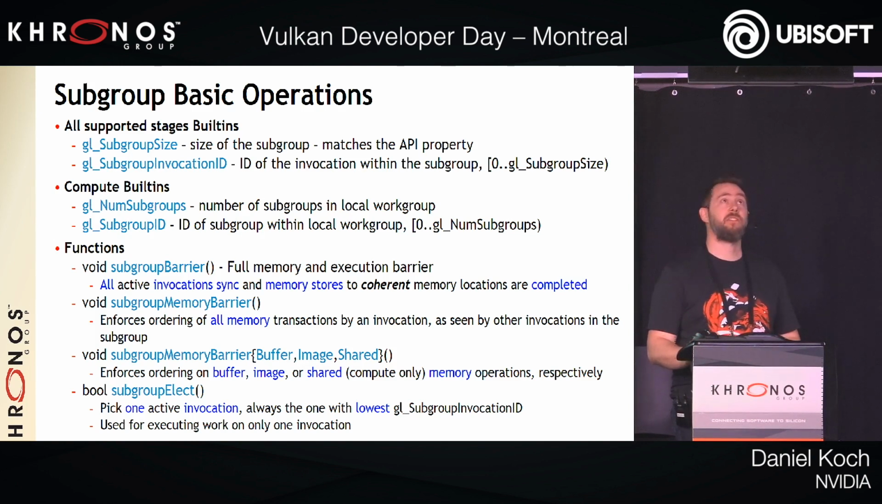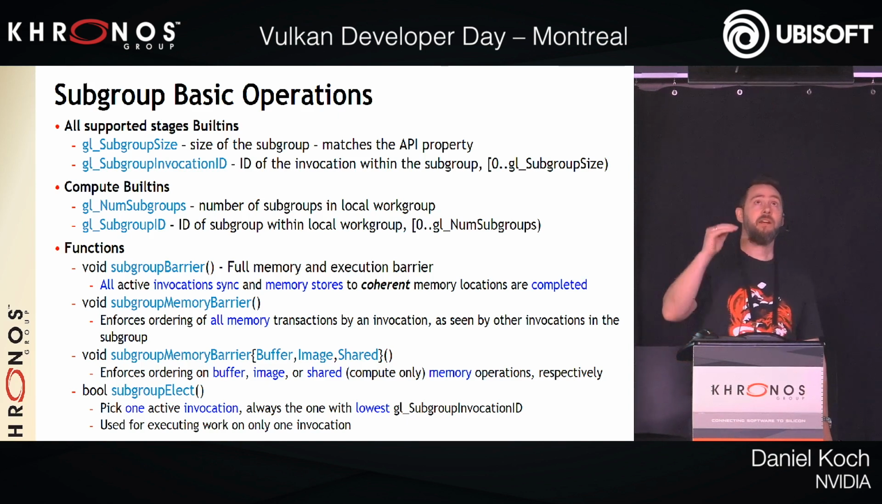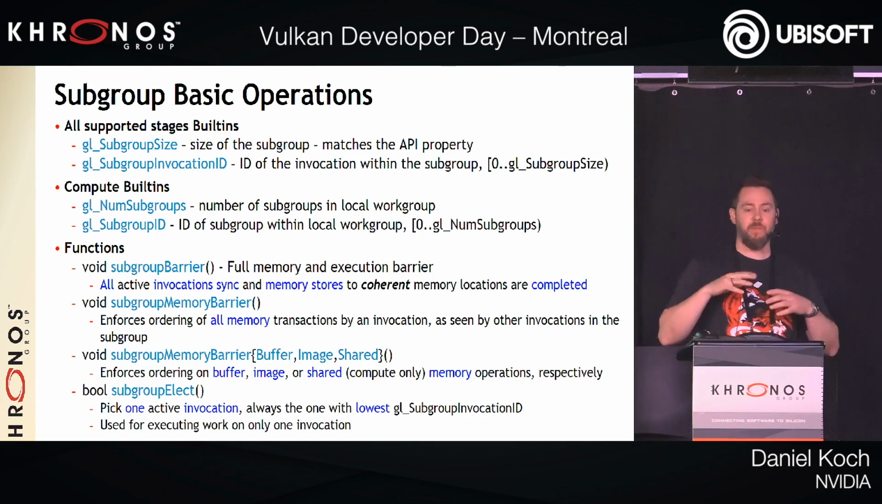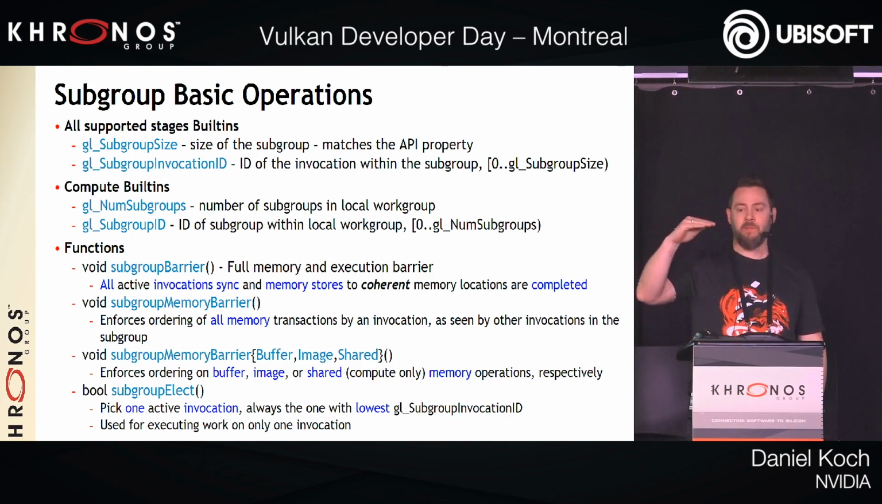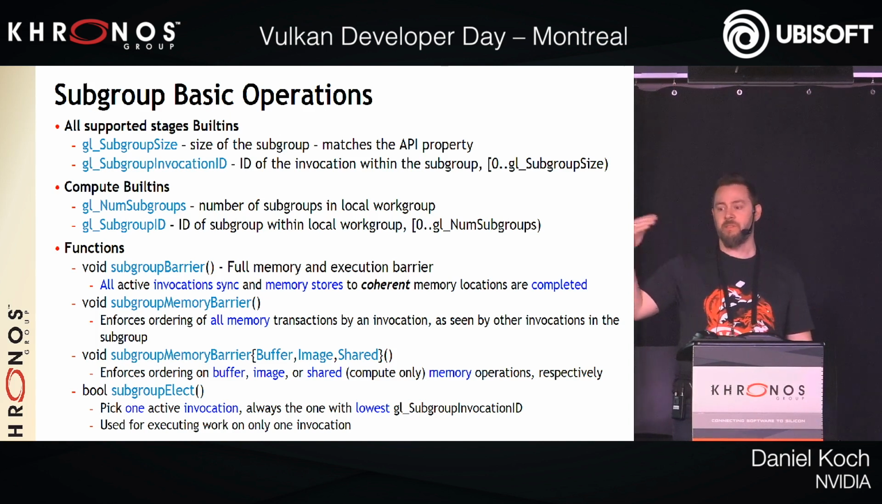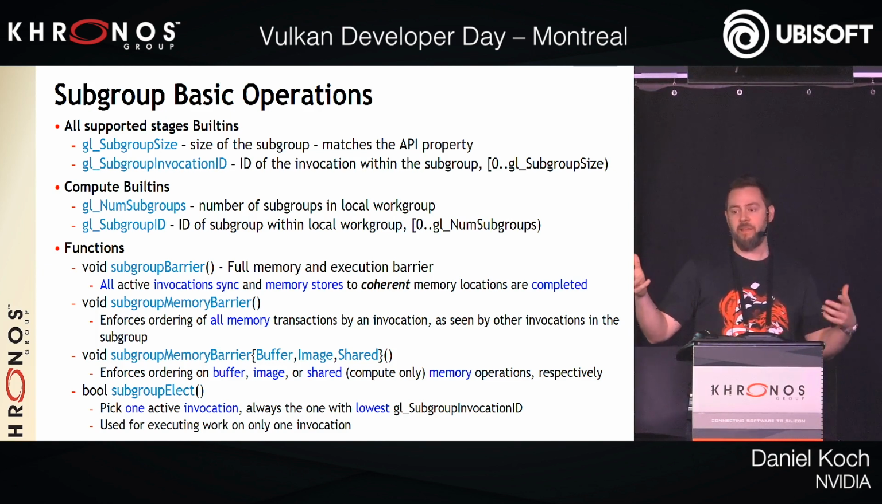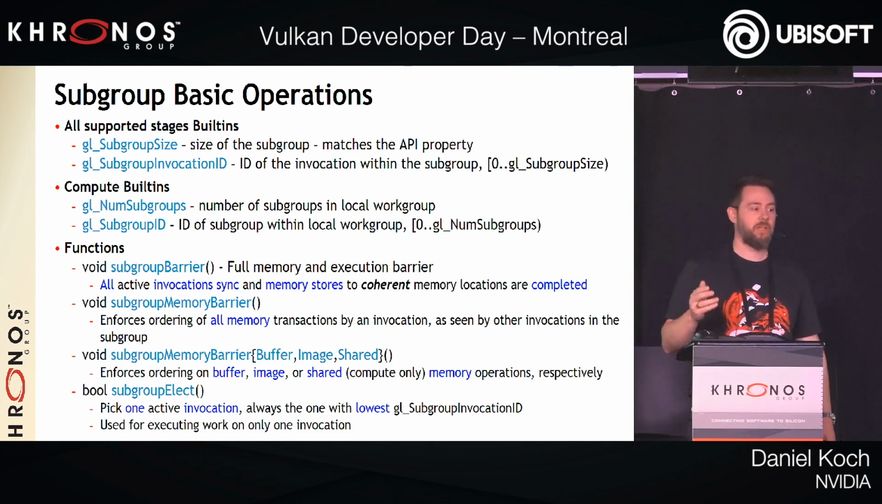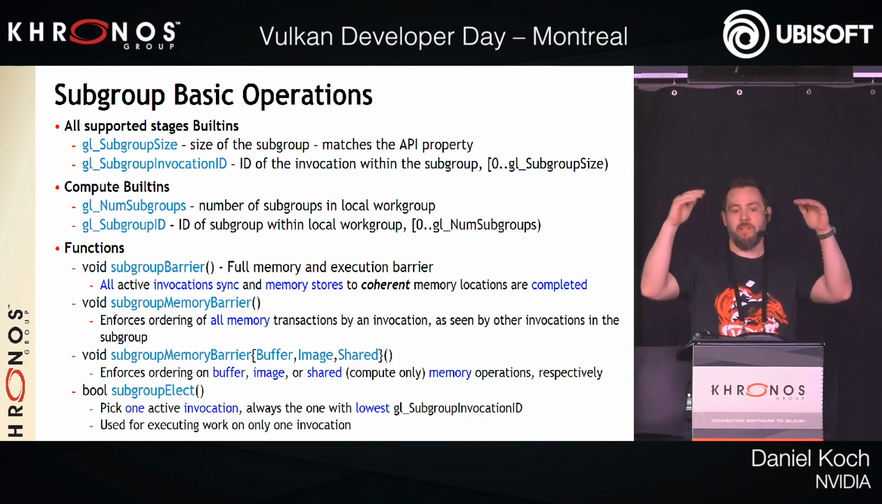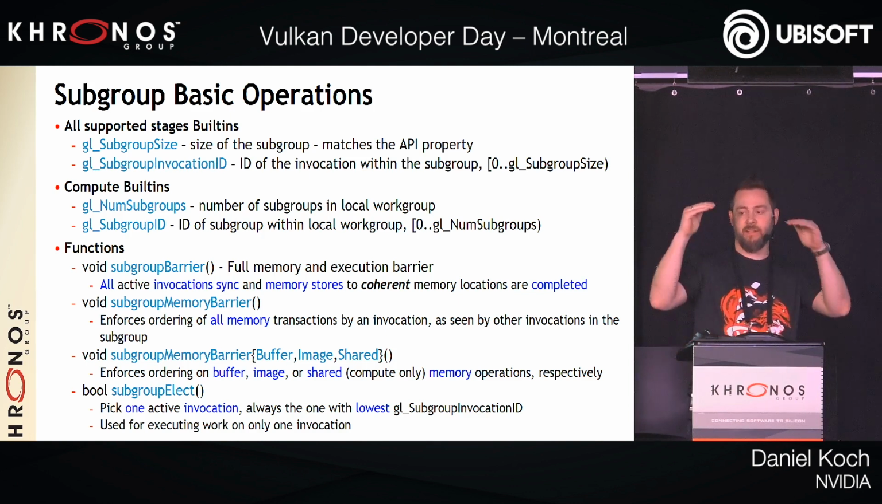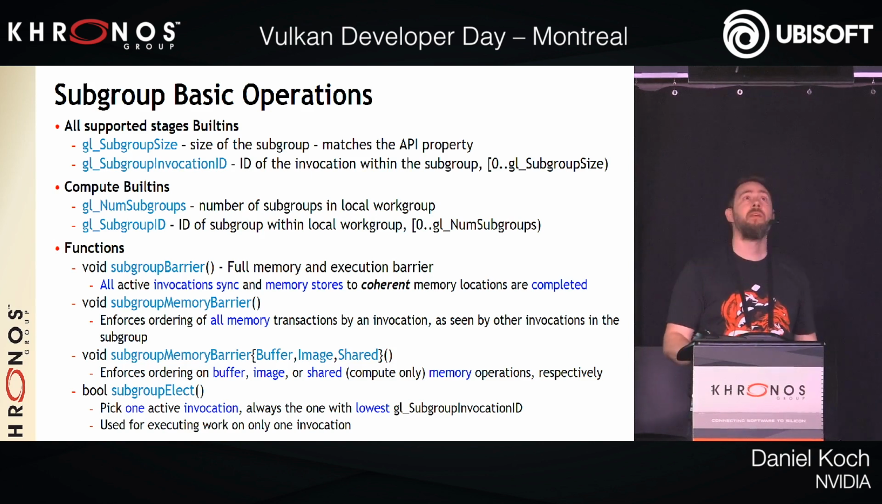Function-wise, there's a subgroup barrier. This is basically a full memory and execution barrier. By the time you leave a barrier call, all the stores to coherent variables will have been completed, at least as far as any other thread in the subgroup will be able to tell from looking at them. And it's an execution barrier as well. So all the invocations have to get to that subgroup barrier before any can continue.